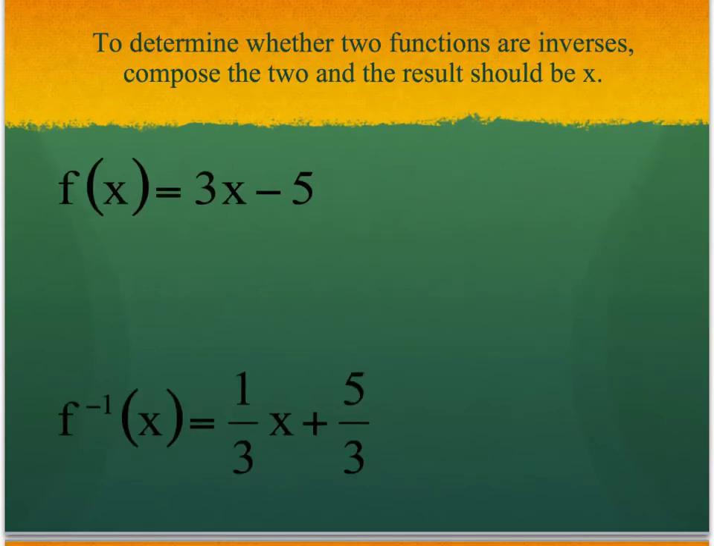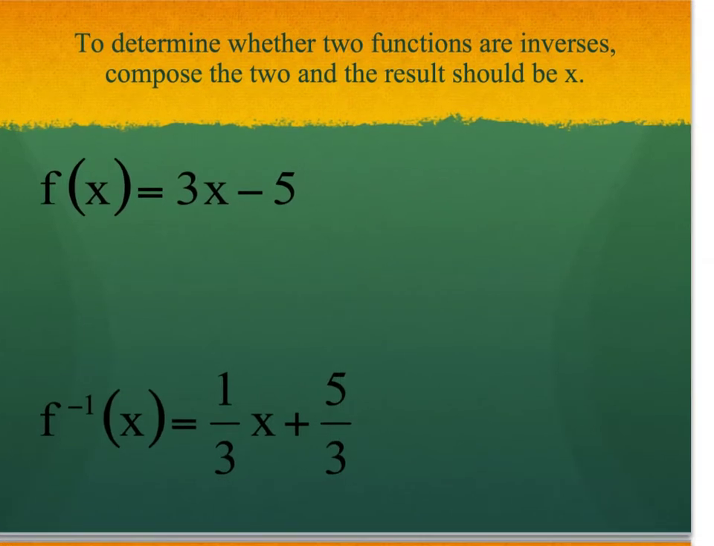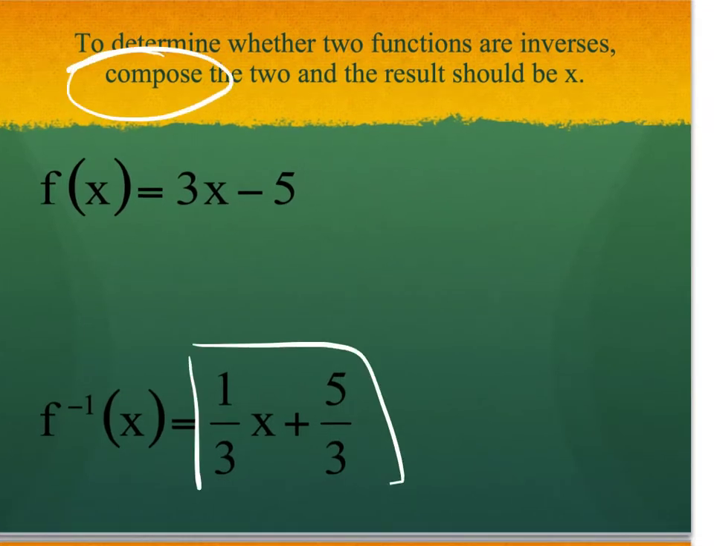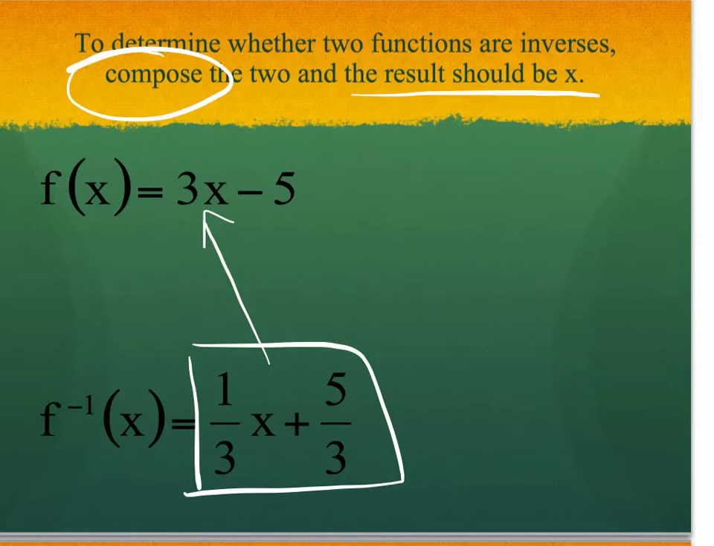So now they're going to ask us to prove that two functions are inverses of each other. And in that case, we're going to compose the two functions together, meaning we're going to take one of the functions and plug it into the other function and simplify it down until we get the result to be x. If the result is not x, they are not inverses of each other. It's probably easiest to plug in the fraction equation into the whole number equation. That way when we distribute, we don't have to worry about the fractions anymore.